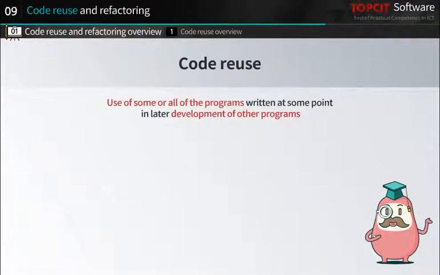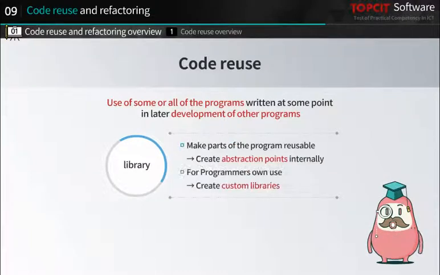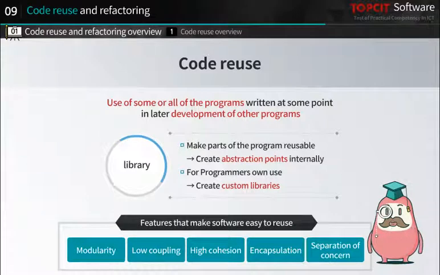Simply speaking, code reuse is the use of some or all of the programs written at some point in the later development of other programs, and a typical technique that saves time and effort in tedious work. The library is a good example of abstraction. Programmers normally create abstraction points internally to make parts of the program reusable, or create custom libraries for their own use. The features that make software easy to reuse are called modularity, low coupling, high cohesion, encapsulation, and separation of concern.